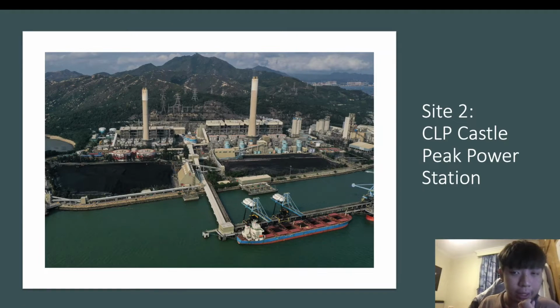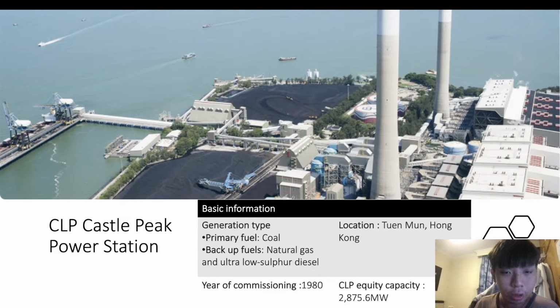And this is the second site, which is located at the CLP Castle Peak Power Station, 青山發電廠. So why do I need to perform the site study over here? It's already a power station. First of all, you can see the basic information. The primary fuel is coal. The backup fuel is natural gas and ultra low sulfur diesel. This is the capacity, the year and the location here at Tuen Mun.